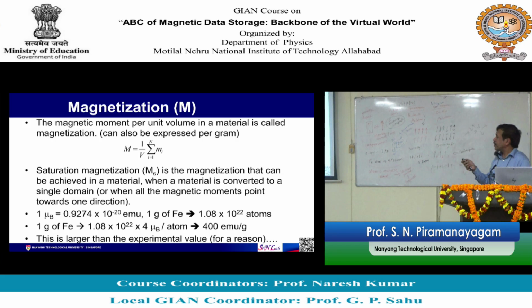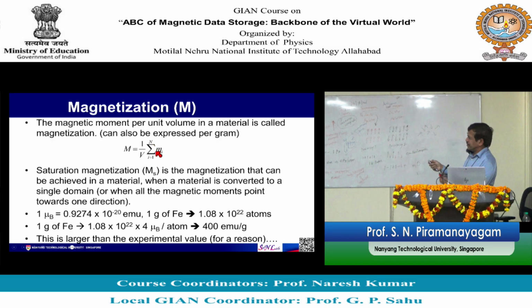So, we have a property in physics called magnetization, which is the sum of all these tiny atomic magnetic moments. You add them together and divide by volume or mass of the material. Let us say you have 1 cubic meter of certain material, you take all the atoms, add their Bohr magneton together, divide by the volume, you will get this property called magnetization. You can also divide by mass.